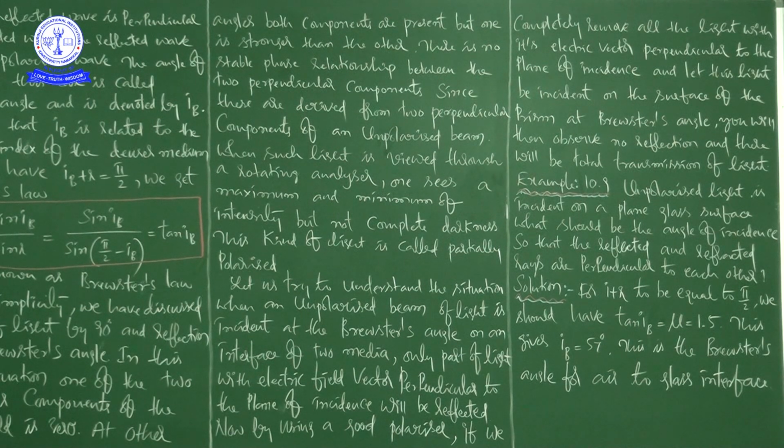Next, when such light is viewed through a rotating analyzer, you can see a maximum and a minimum of intensity, but not complete darkness. This kind of light is said to be partially polarized.